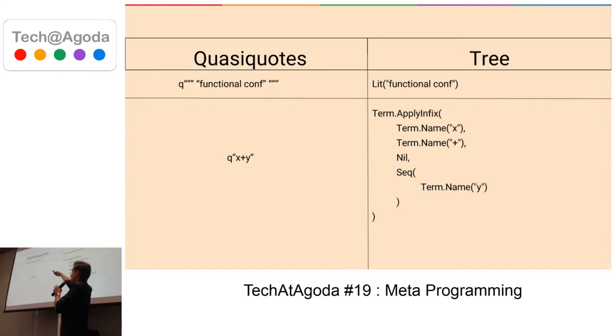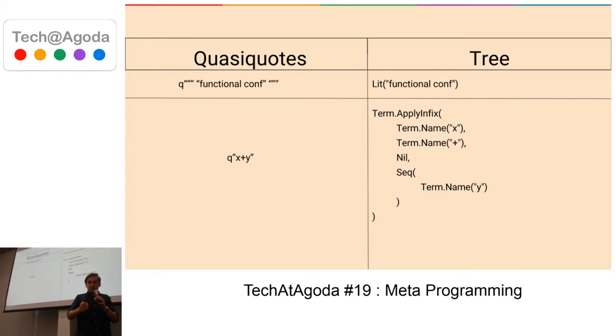And on the right you have an example, right? For example, for the string "functional conference", it's pretty simple. It's an object called literal which takes some value, right? And this is the AST which you build from the simple string. But even for such a simple case like x plus y, look at how it looks under the hood, right? Under the hood it's not readable at all. It's a set of objects which are constructed. Right? So quasi-quotes hide the internals of the abstract syntax tree implementation, right?